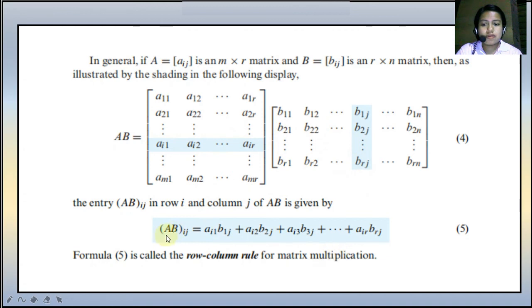Then this formula is called the row column rule for matrix multiplication. So a row and a column rule. So that is how we are going to get the entry of our product matrix. Then add all of the products, then we will have the entry of our matrix.